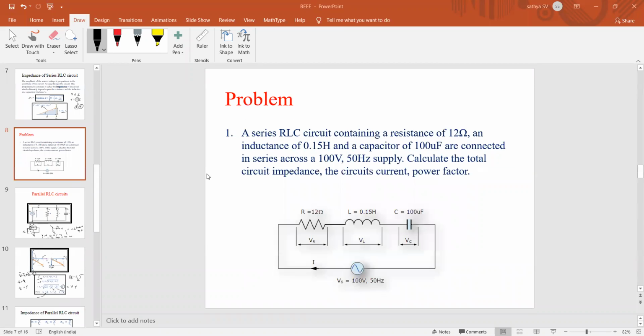So note down the problem. A series RLC circuit containing a resistance of 12 ohms, an inductance of 0.15 henries and a capacitor of 100 microfarads are connected in series across a 100 volts 50 hertz supply, which is shown in the figure also. Their values are also given. Then we need to calculate the total circuit impedance, circuit current, and power factor.